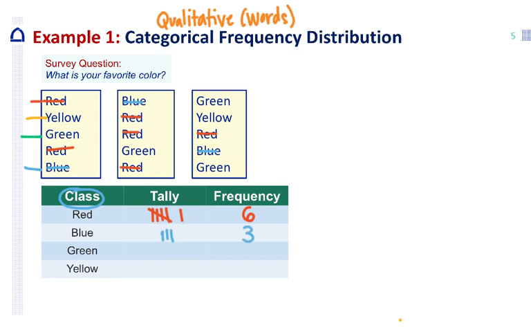And then green, how many people said green was their favorite color? 1, 2, 3, and 4. Okay, how many people said yellow was their favorite color?